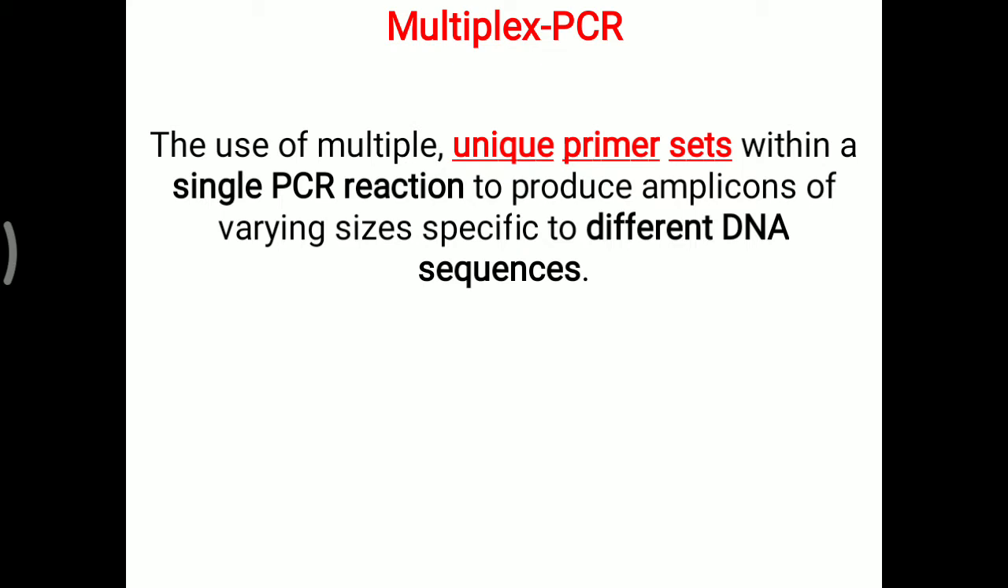Suppose one particular DNA sample is taken. Now in that sample, different DNA sequences of varying size are present, and all these DNA sequences are multiplied in a single run of the PCR. So at the same time, multiple polymerase chain reactions are occurring. So it is called multiplex PCR.